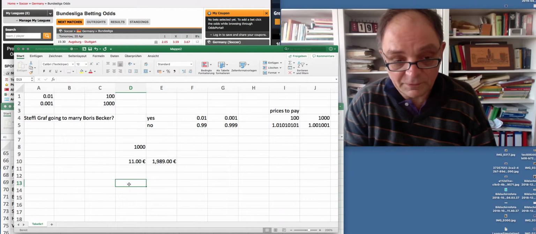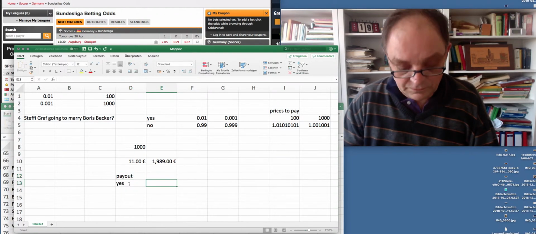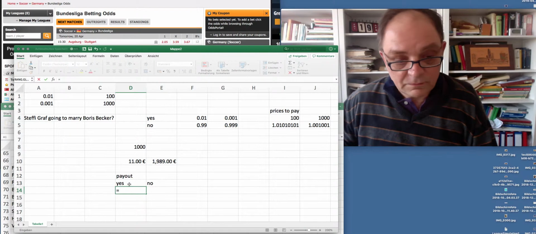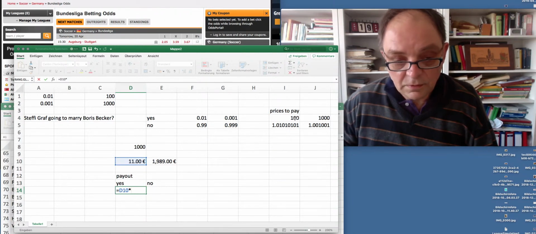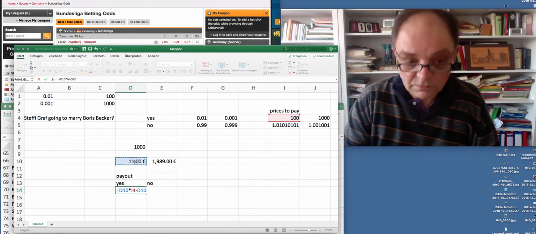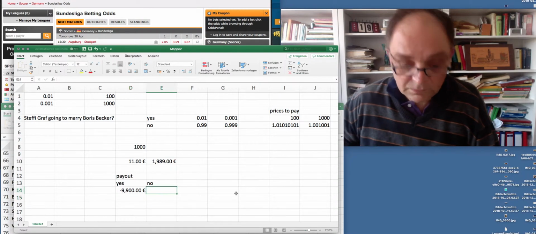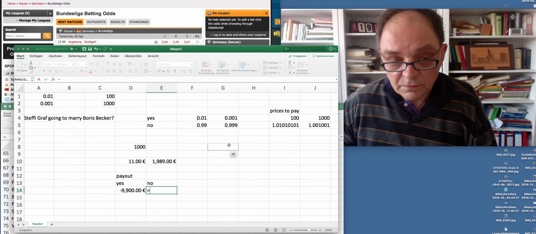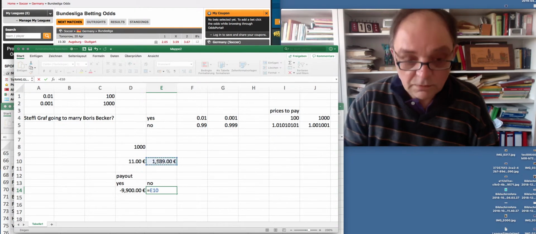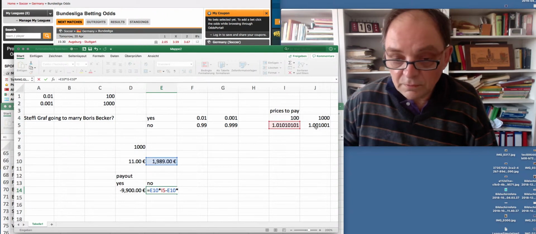It is relevant what happens in case of yes, payout, yes and no. So what happens? So I bet this times, if it happens, it's 100, right? This minus this times this. So this is quite a lot. And in the other case, the payout is this times this minus this times this.